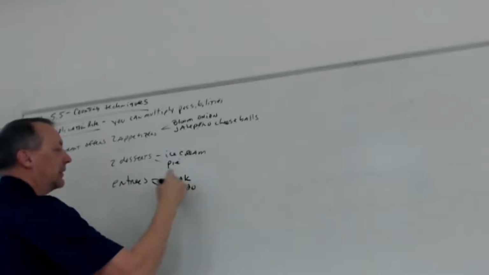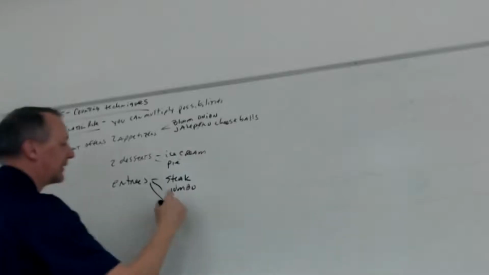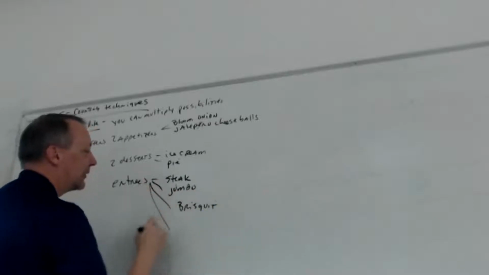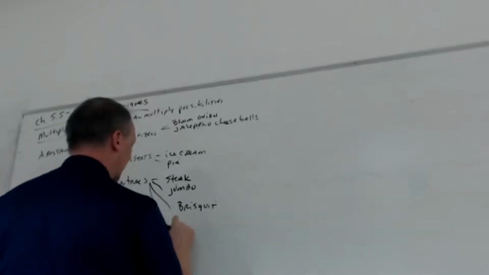Let's see whose turn is it. Austin, what's your favorite entree? Jambalaya, really? I'm just going to call it jumbo. Brisket. I love brisket. You guys are a lot better than my normal classes. Usually they come up with horrible things. Alex, what's your favorite entree? Hamburger. That sounds more normal.